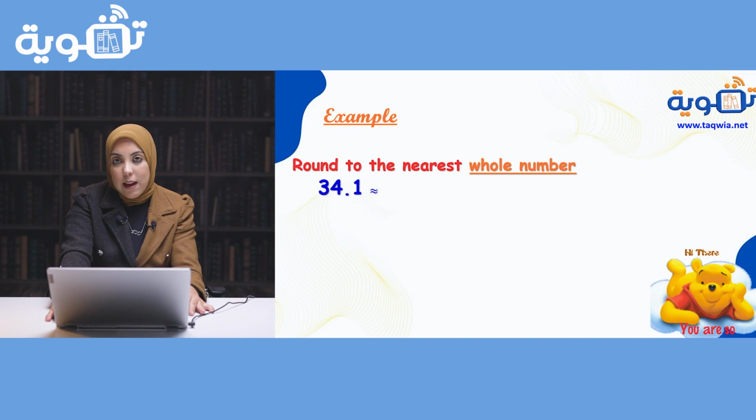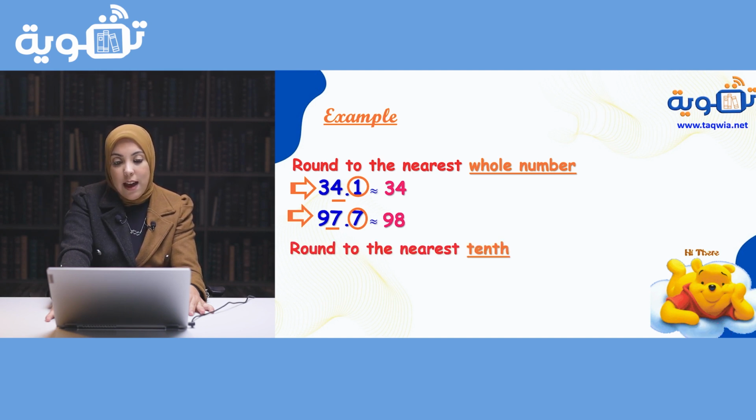Now how can we round to the nearest whole number? For example, we have 34.1. We underline the ones place and circle the digit to the right. Is 1 a strong or weak number? It's weak, so we keep 4, to be 34. Another example, 97.7. First we underline the ones place and circle the digit to the right. Is 7 weak or strong? Strong. So we raise the underlined digit to be 98.